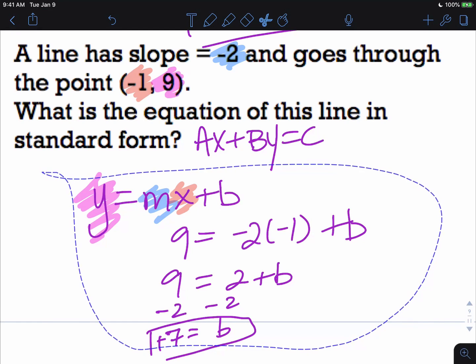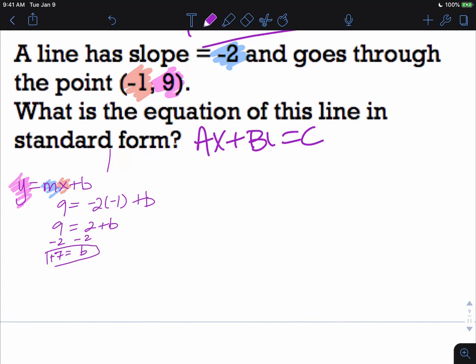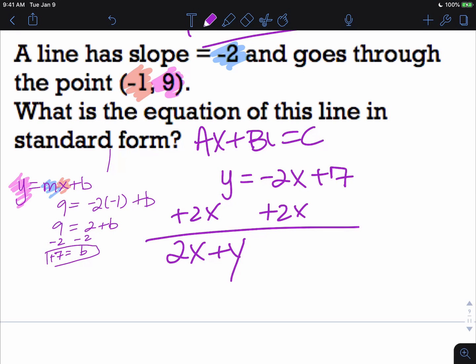Okay, let me make some more room here. So if my equation looks like this, in slope-intercept form, in order for me to make it look like that, let's move my x. Let me verify. Remembering that a has to be positive, it's got to be a whole number, and x and y have to be on the same side. And it looks like it is. There's my equation.